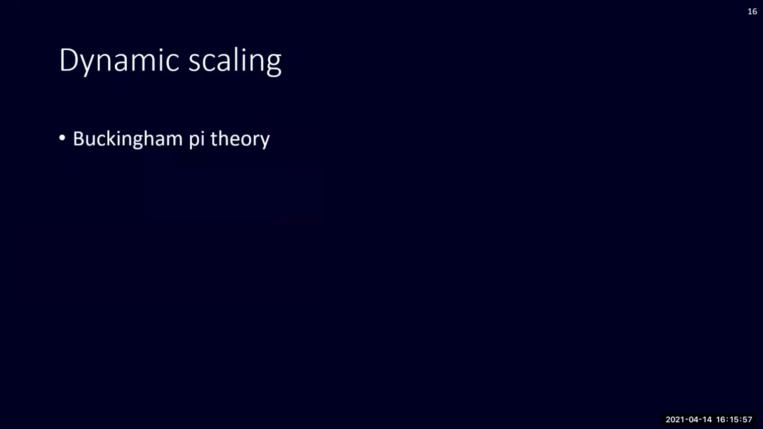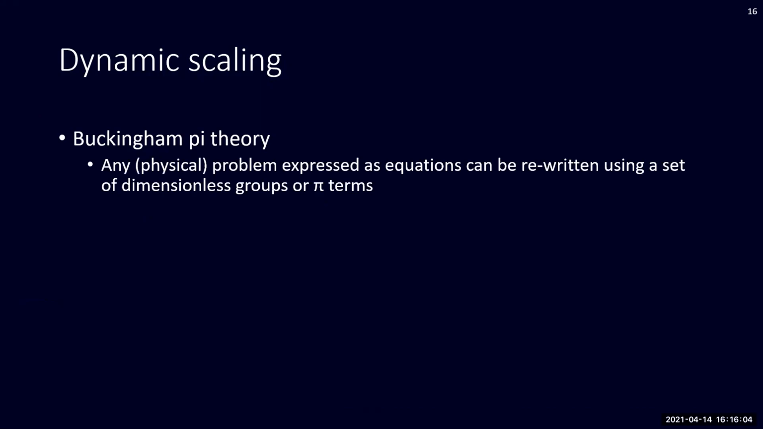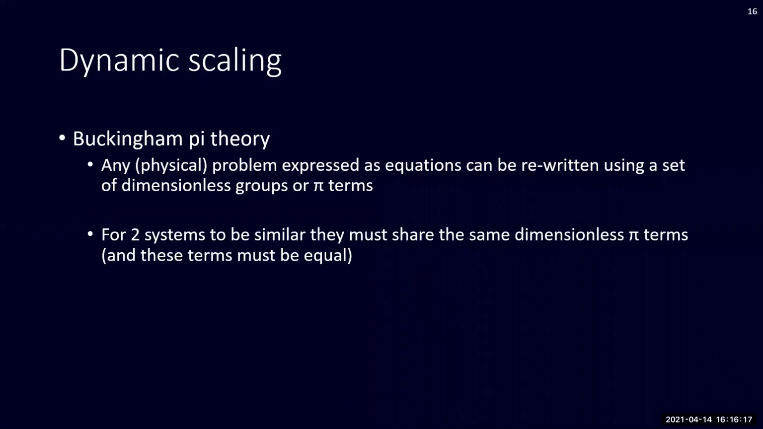And so dynamic scaling is governed by something called pi theory. This states that any physical problem that can be expressed as equations can be rewritten using a series of dimensionless groups or pi terms. So for two systems to be similar, they share the same dimensionless pi terms. So for a model and the real life example to be the same, we need to share the same pi terms, and those terms need to be equal.